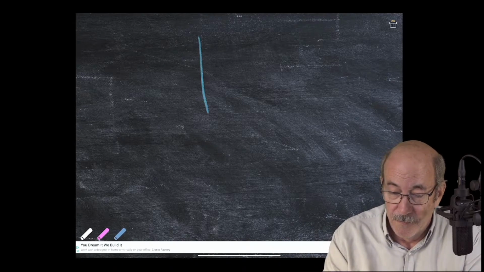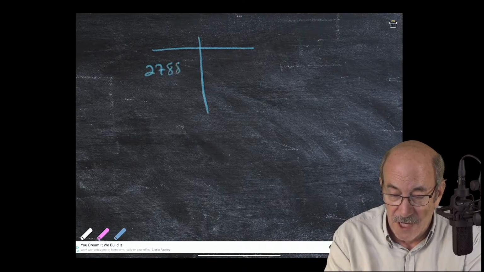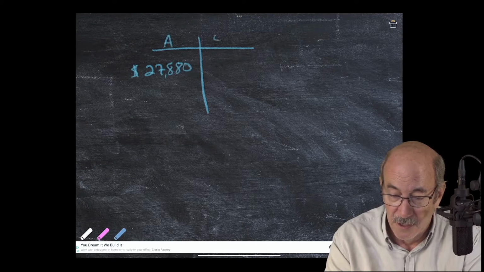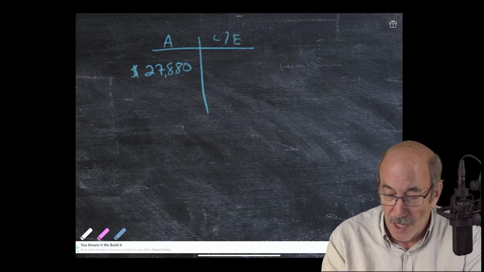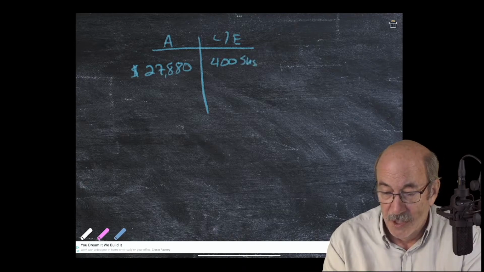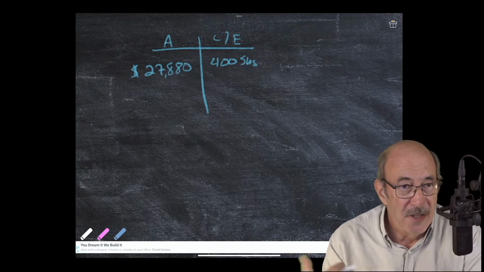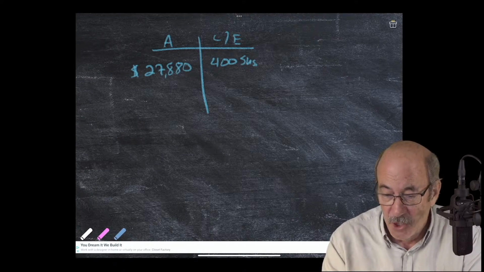So at that price, I still have this 27,880 over here, right? And that's dollars, and that's my asset. And I still have the 400 shares liability. Now the question becomes how much of the 27,880 is left after I satisfy that liability.